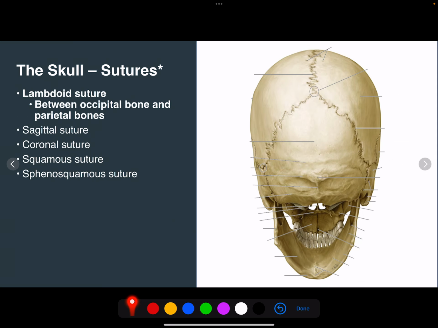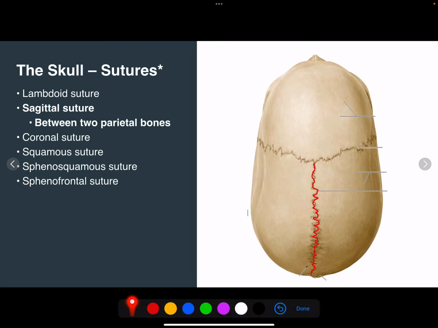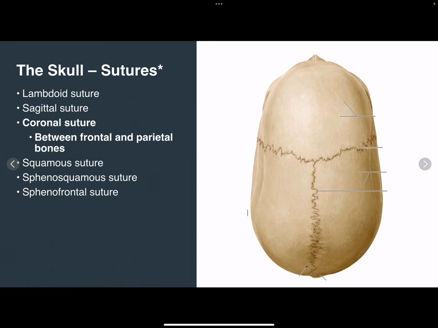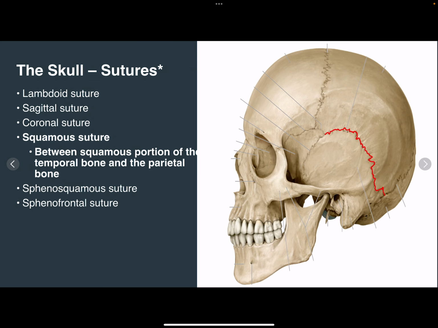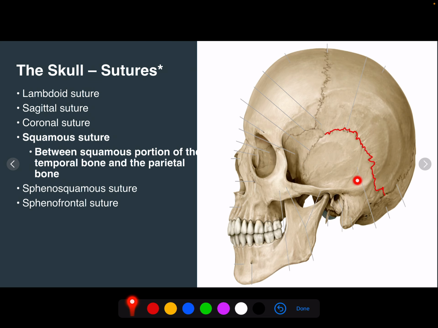So our lambdoid suture, as we talked about, is going to be between the occipital bones and the parietal bones. Our sagittal suture is going to be between the two parietal bones. Coronal suture, going to be between the frontal and the parietal bones. The squamous suture, and we call it squamous because this is the squamous portion of the temporal bone, the flat portion of the temporal bone. This is between the squamous portion of the temporal bone and the parietal bone, and we call that the squamous suture.